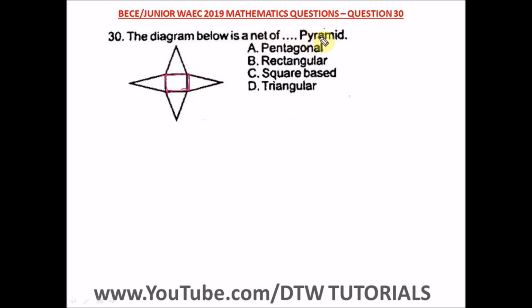So this is definitely a rectangular pyramid. It's not a square base because these sides are not equal. It's not a pentagon, that is 5 sides, this is 4 sides. It says triangular, this base is not triangular, so it is a rectangular pyramid. So our right option here is option B.